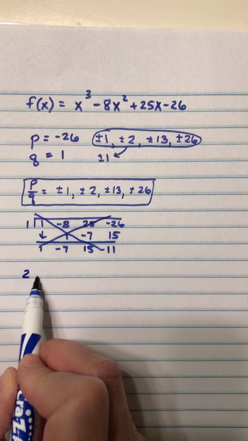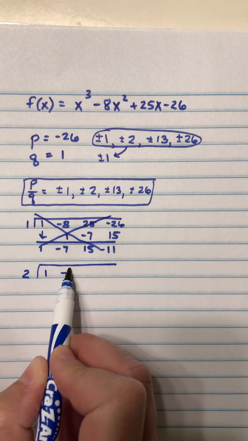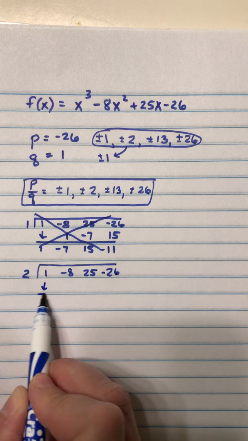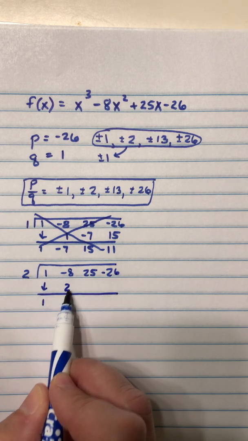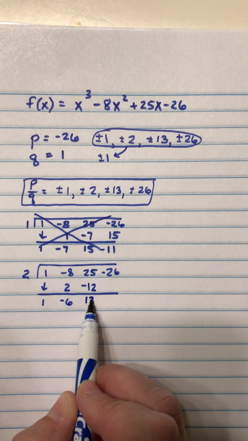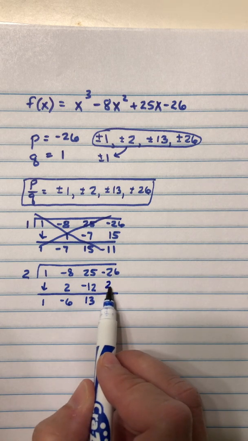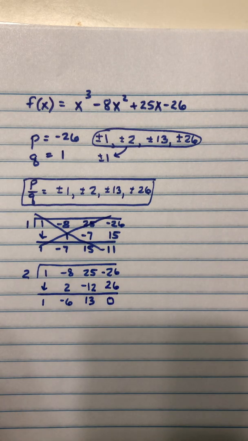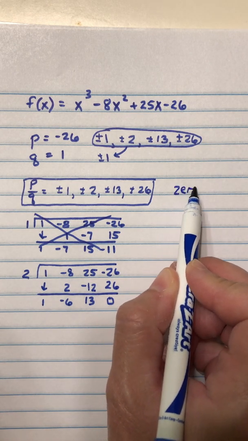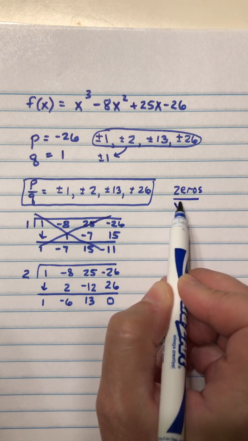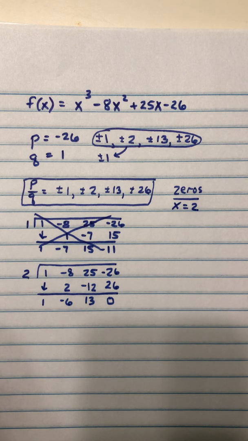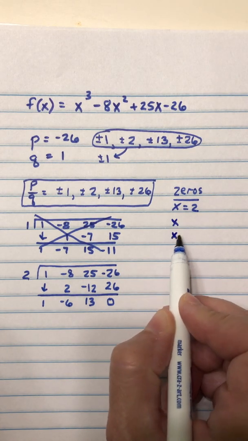Let me try 2. So I'm going to do the same thing with the 2. So I'll drop the 1 down. 1 times 2 is 2. And we add. 2 times negative 6, negative 12, and we add. 2 times 13 is 26, and we get 0. So I know now that x is equal to 2 is one of my 3 zeros. I know that I have 3 because that's the highest power of x. So I still need to find 2 other zeros.